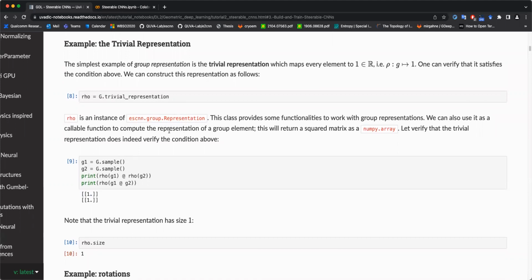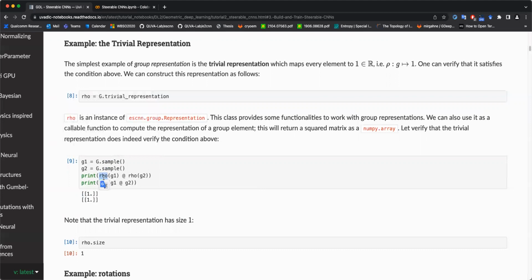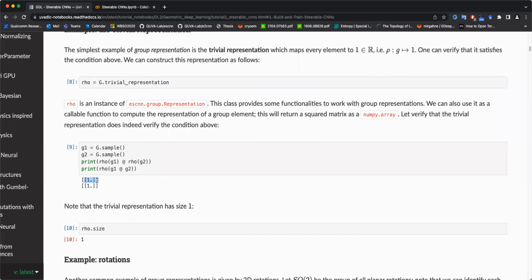A representation is a callable function, so we can now basically sample 2 random group elements, right? And then we use rho as a function. So we pass rho one of the group elements, and this would generate a NumPy array, which represents our representation, which in this case, of course, is just a 1-by-1 matrix with value 1. So we can also easily verify that the representation of g1 times the representation of g2 is equal to the representation of g1 times g2.